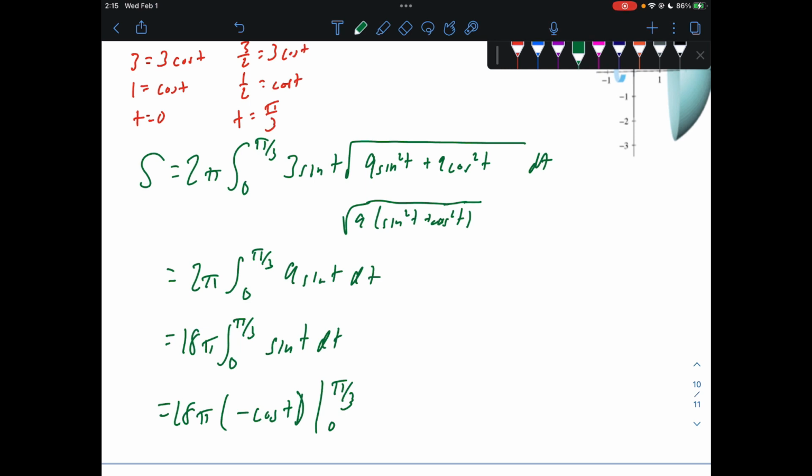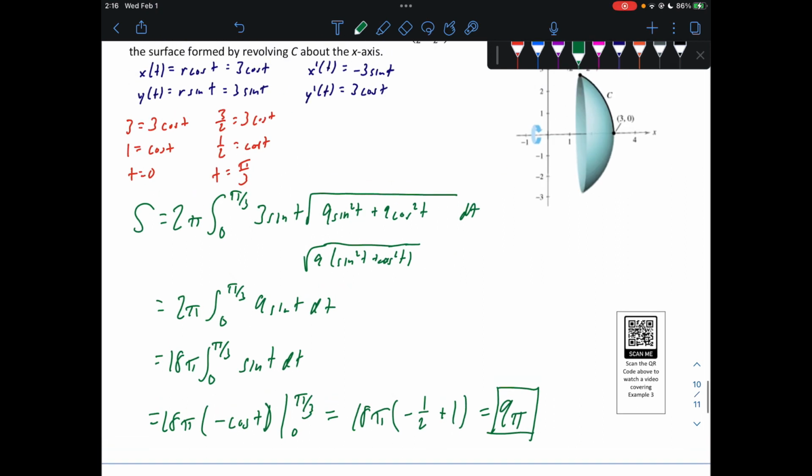Cosine of 0 is 1, so it's 18 pi times negative 1/2 minus negative 1. So it's just 1/2 of that, which is 9 pi. Could we use a calculator for that? Sure. But why not when we can do it by hand?